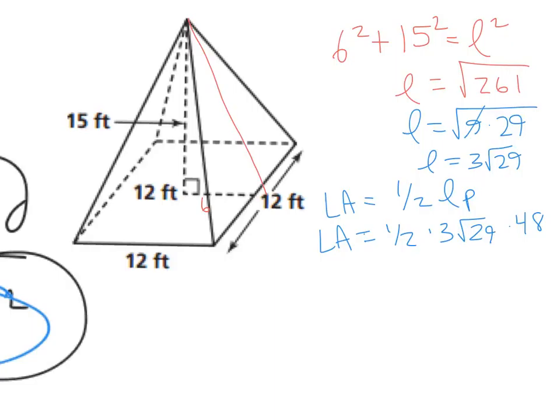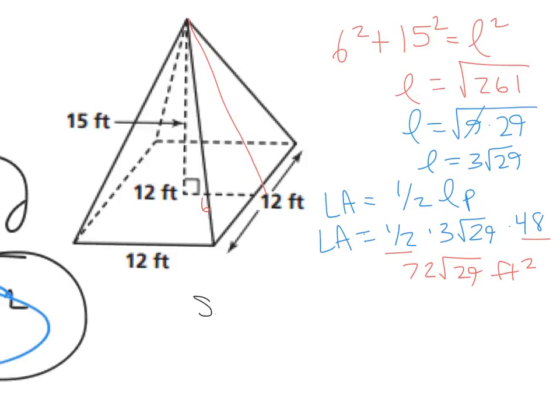So half of 48 is 24. 24 times 3 is 72. So the lateral area exact answer is 72 root 29 feet squared.